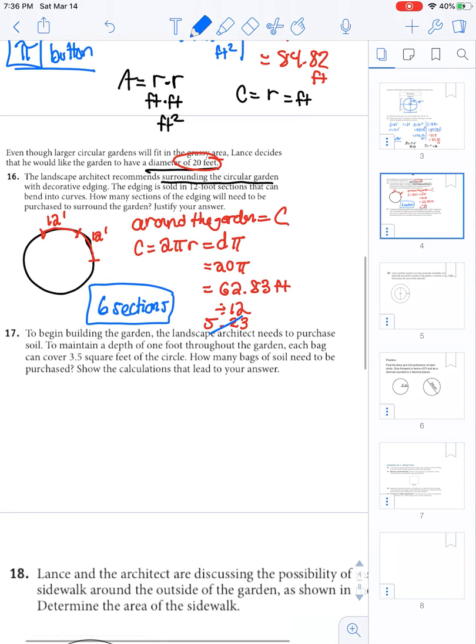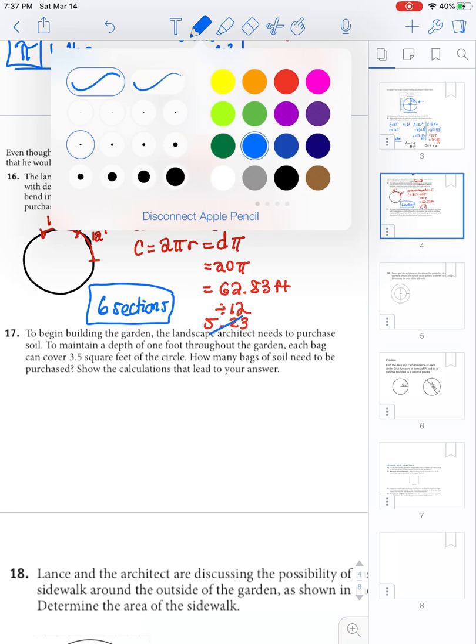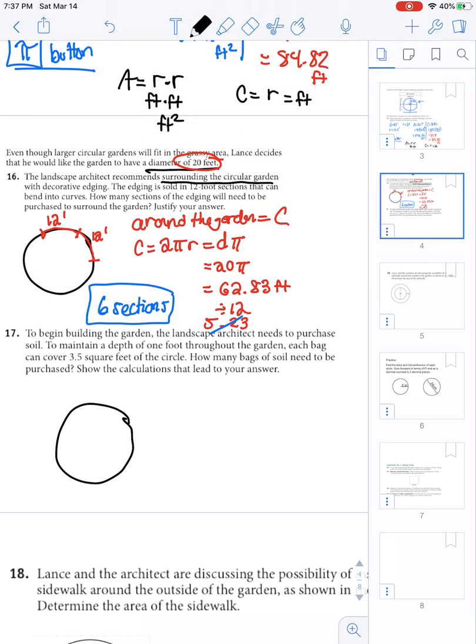Then, to begin building the garden, the landscape architect needs to purchase soil. To maintain a depth of 1 foot throughout the garden, each bag can cover 3.5 square feet of the circle. How many bags of soil need to be purchased? Show the calculations. Again, we're back to talking about what we are doing with the soil. The soil is going to be placed inside the garden, filling up the entire inside.